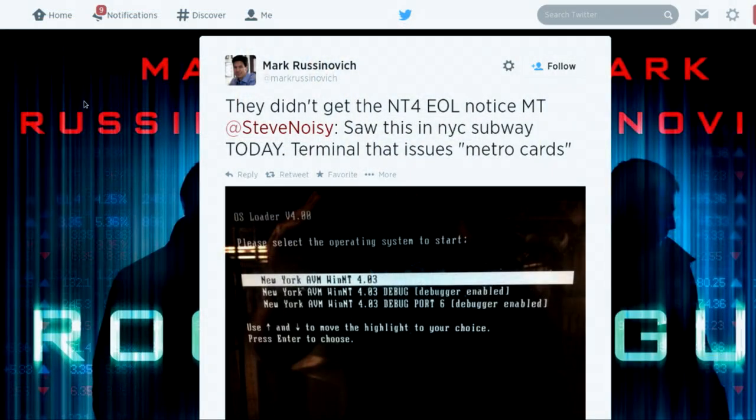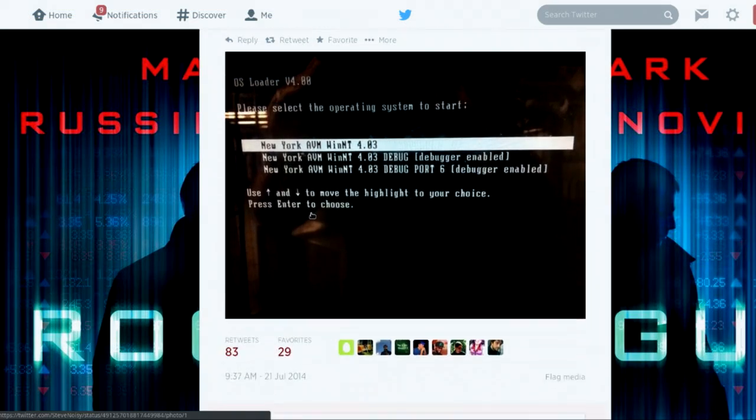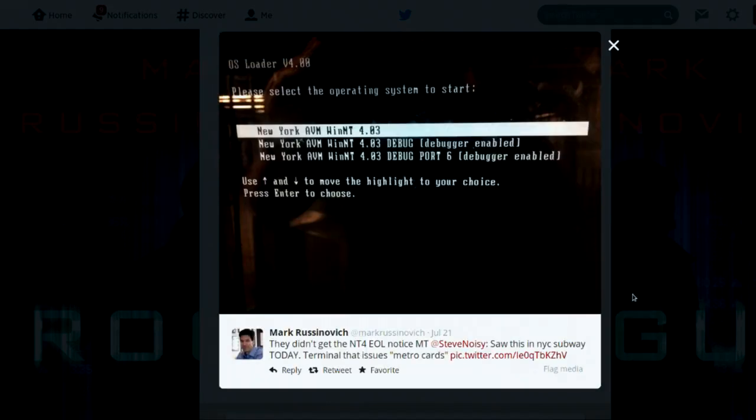Well, Mark Russinovich has a suggestion. Maybe you should just switch over to something secure like NT4. After all, it works for the New York subway. He just commented on it. Someone else found it. Someone was riding the subway and noticed when they went up to the machine to buy their Metro card or to put money on it or whatever, that it was in the middle of rebooting. And it shows the boot menu where you can select between Windows NT4 and Windows NT4 in debug mode.